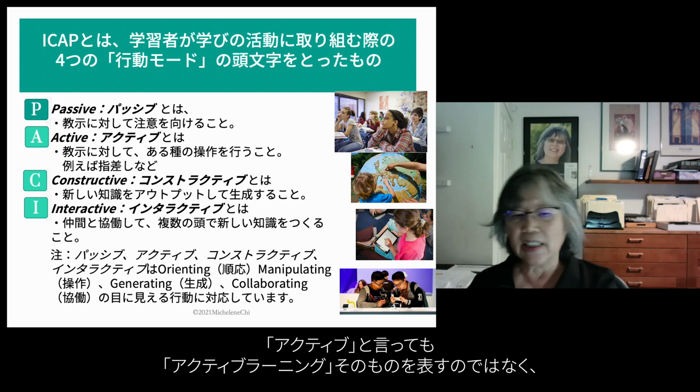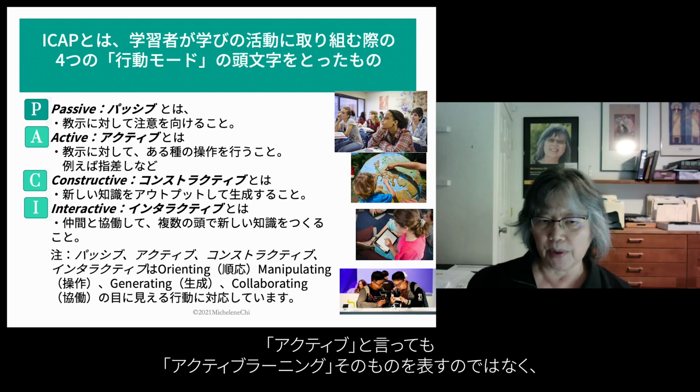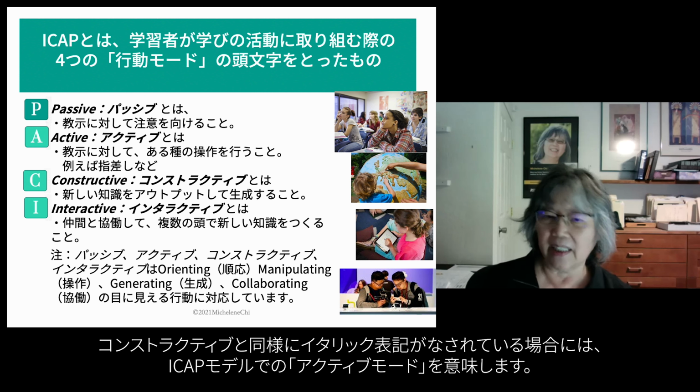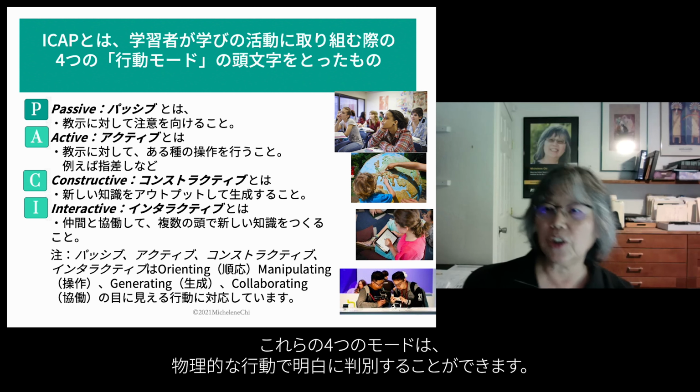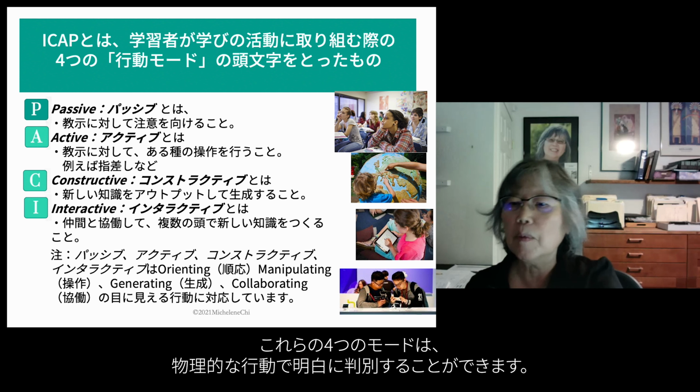And so the active here does not refer to active learning per se. It's italicized, as I explained earlier, and constructive has a specific meaning. So these are the 4 modes. You can see the physical behaviors, they do look different, okay?